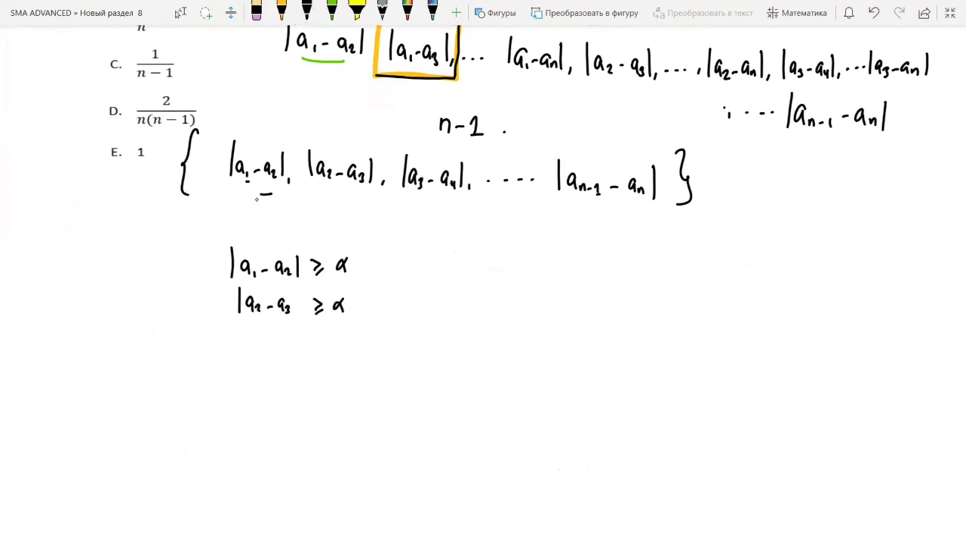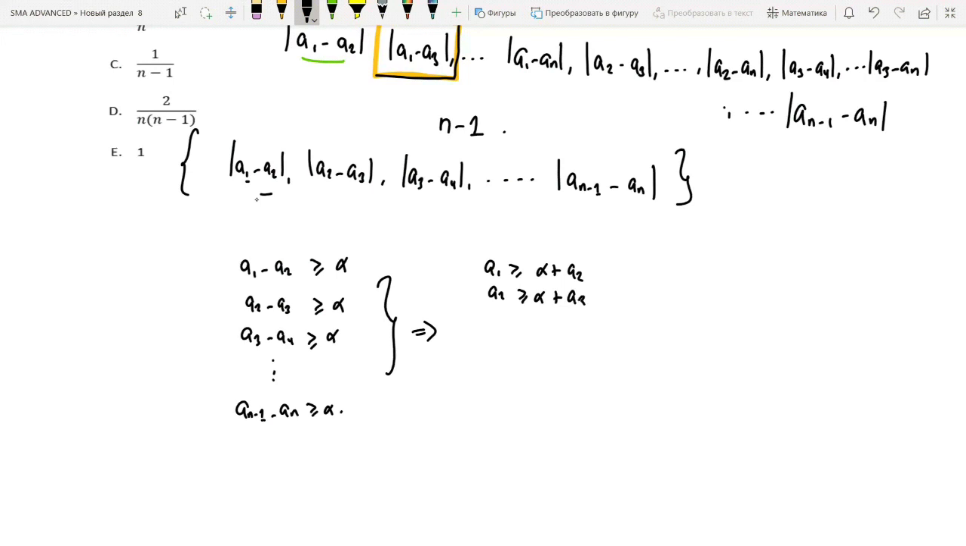Or actually, we can remove these absolute values because we ordered our variables, so these differences are positive because of the way we arranged our variables at the beginning. So A3 minus A4 is greater than or equals to alpha, like that, up to AN minus 1 minus AN is greater than or equals to alpha. So from this whole thing, we can just carry the other variable to the other side of the equation. I'll get that A1 is greater than or equals to alpha plus A2. A2 is greater than or equals to alpha plus A3 till AN minus 1 is greater than or equals to alpha plus AN.